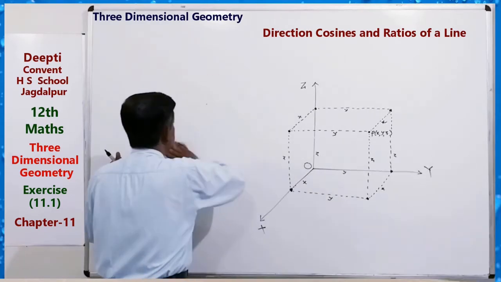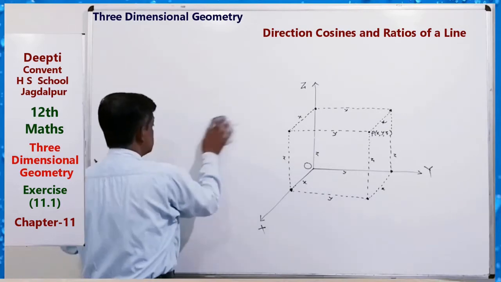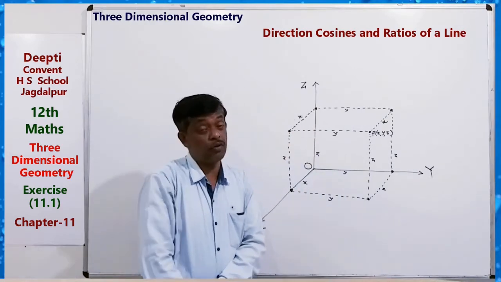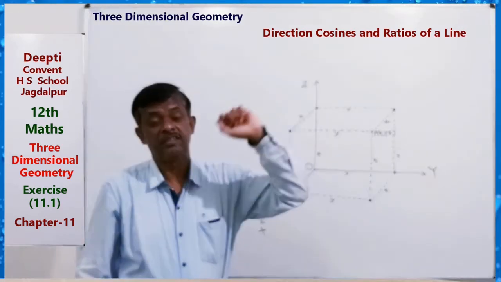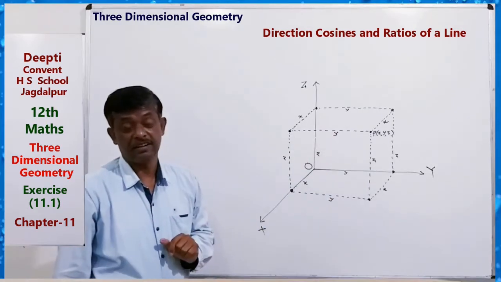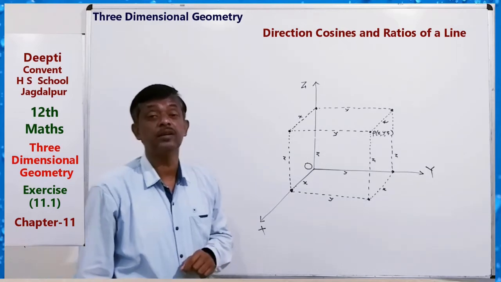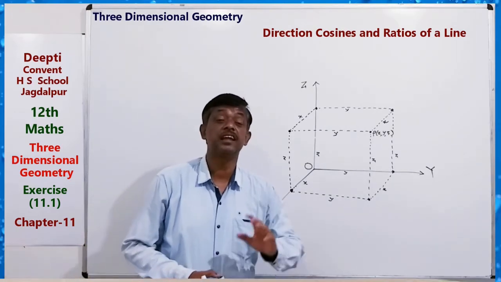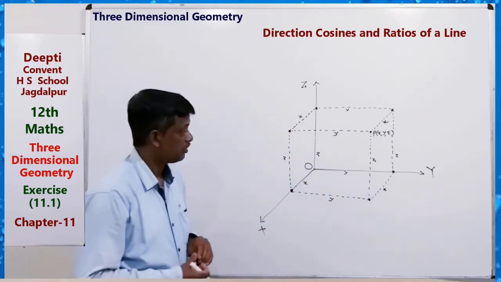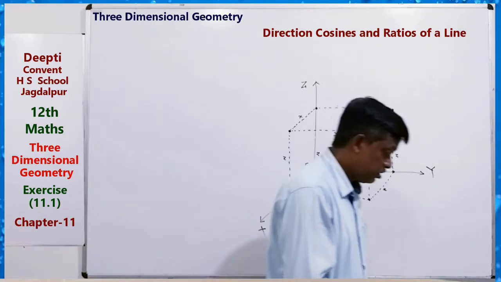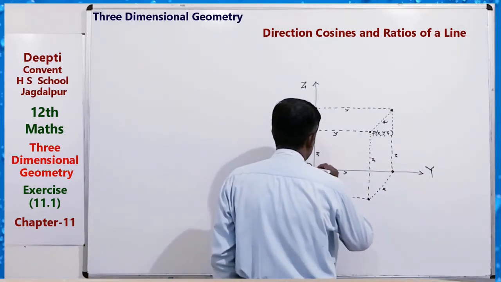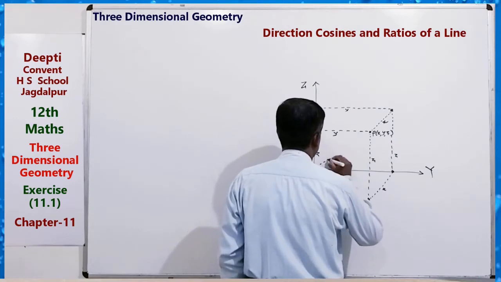Okay. What are the direction cosines of a line? Just like the slope of a line in a two-dimensional plane, here the direction cosines of a line are given by the cosines of the direction angles of the line, just as we studied in vectors. Here suppose we have a line passing through the origin, a line segment like this.